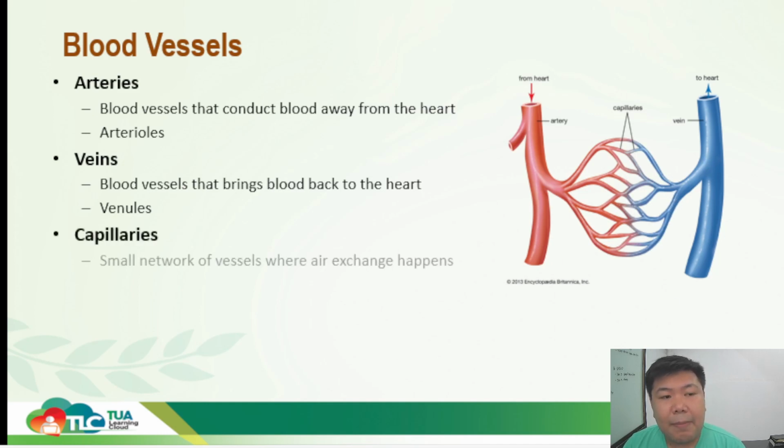And lastly, the capillaries, which is a small network of vessels where gas exchange happens. So basically, blood from the arteries carrying oxygen will go to the capillaries. Oxygen will be released in those areas and carbon dioxide will be absorbed, and then other waste products will also be absorbed, and then it will go to the veins and then be brought back to the heart in order for it to be oxygenated in the lungs.